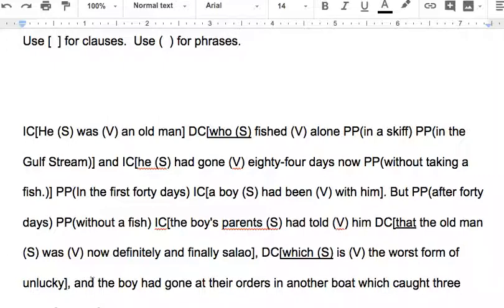Let's keep going and looking for another verb. The boy had gone. So we have had gone as our verb. Let's identify that. And to the left of that is our subject, the boy. And any subordinators before that? Nope, just another coordinating conjunction, our FANBOYS, so we're going to leave that out and mark this as an IC.